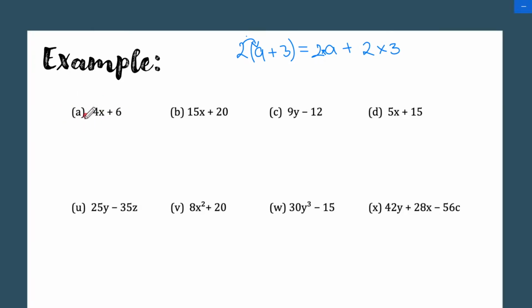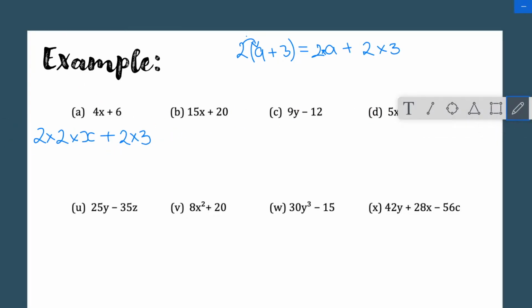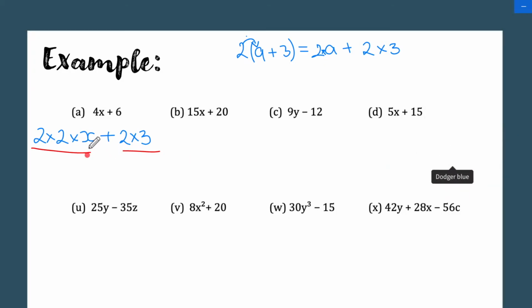Let's think about 4x. How can we write 4x in terms of multiplication? We can write it as 2 times x. Okay, I'm going to put the plus, and then how can I write the 6? The 6, I can write it as 2 times 3. You don't actually have to do this every single time, but this is basically the longer version of the explanation where you understand where everything comes from. So this is my first number and this is my second number.